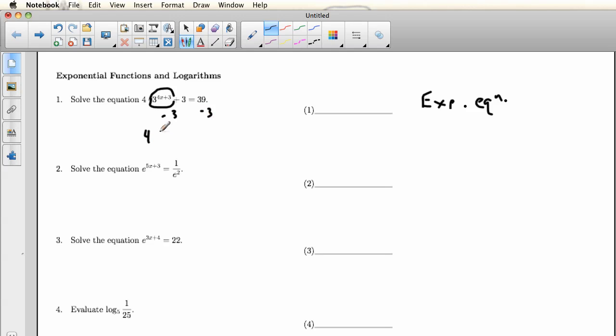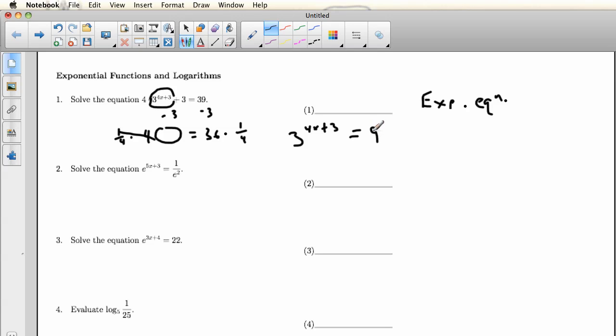giving me 4 times the thing that I circled. I won't even bother writing down what it is yet. On this side I'll have 39 minus 3, which is 36. And then I'm going to divide both sides by 4, or multiply both sides by 1/4. On the left side, that's going to make this stuff go away, and all that I'll have left is the exponential part, and I'll go ahead and write it down. It's 3 to the 4x plus 3. And on the right side, I have 36 times 1/4, which is 9.